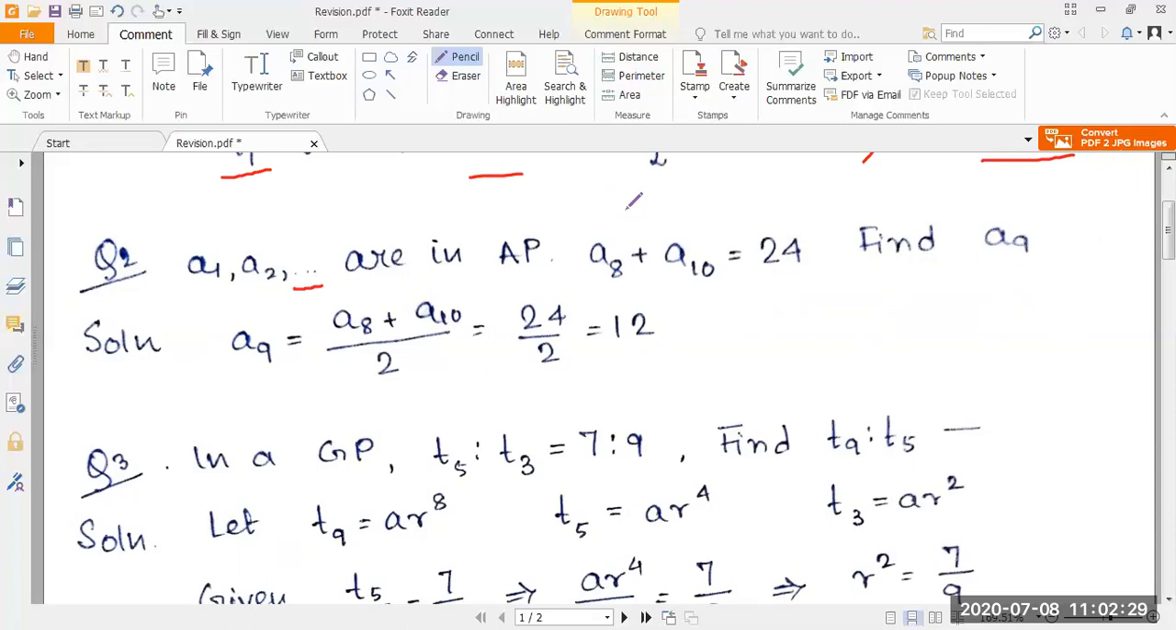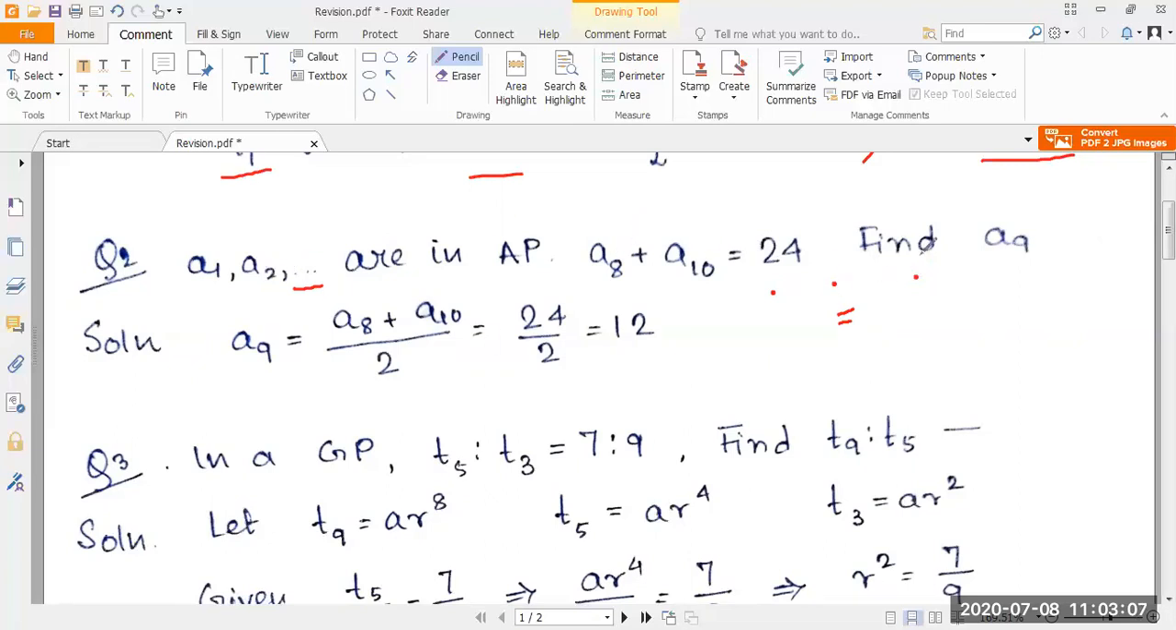Now, if you remember the concept of arithmetic progression and arithmetic mean, you might remember the condition that if X, Y, and Z are in arithmetic progression, then Y is said to be the arithmetic mean of X and Z, and Y is given by X plus Z by 2. So if we have three numbers which are in AP, then the number in the middle is the arithmetic mean of the numbers on both sides, and it's given by half of the sum of the numbers on both the sides. So that is the condition that we'll be using in this sum.